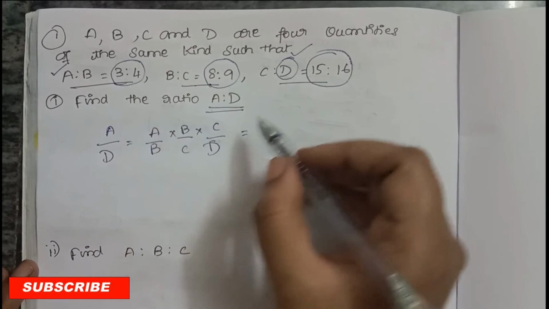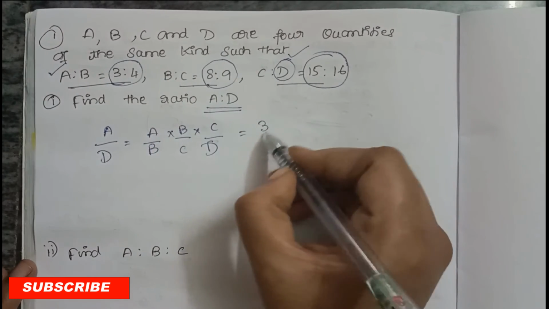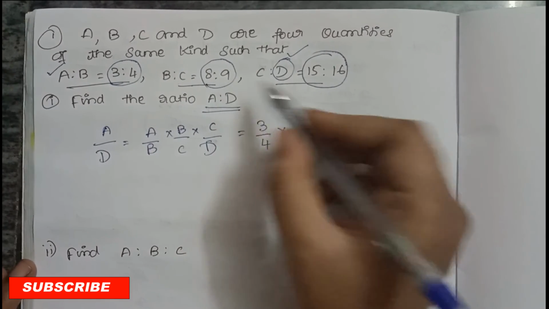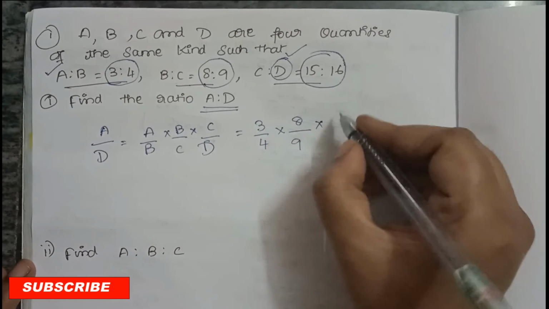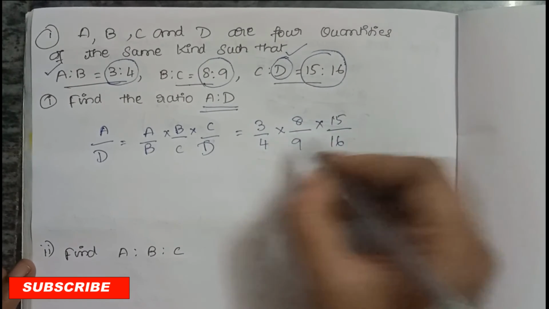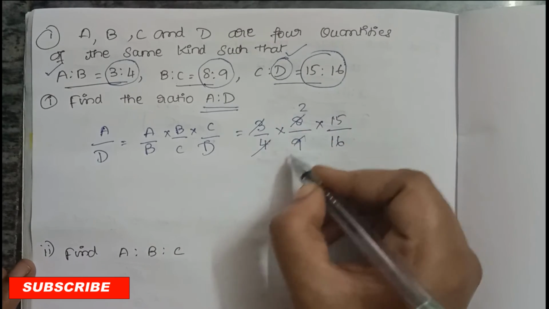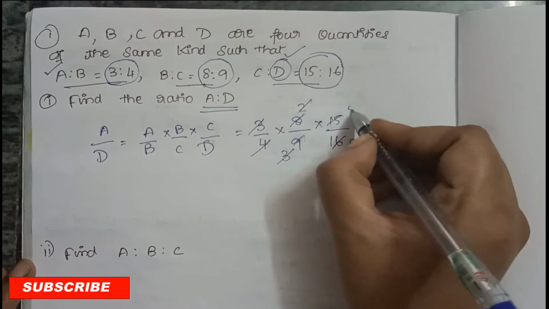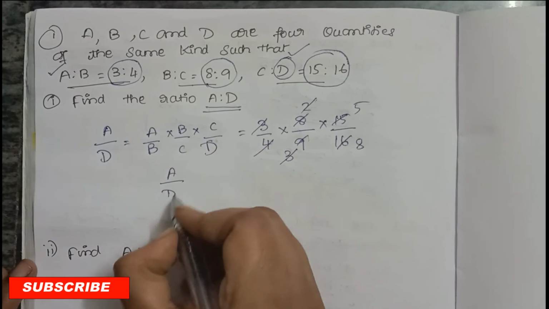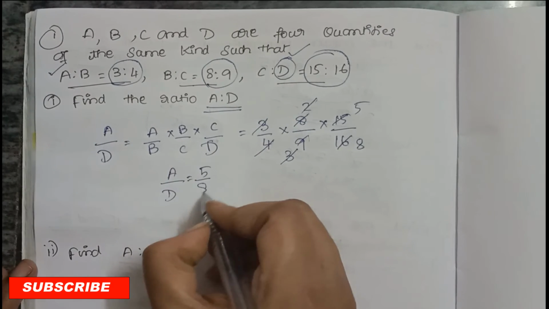So arrange this in an equation: 3 by 4 into B by C is 8 by 9 into C by D is 15 by 16. So A by D is equal to 5 by 8.